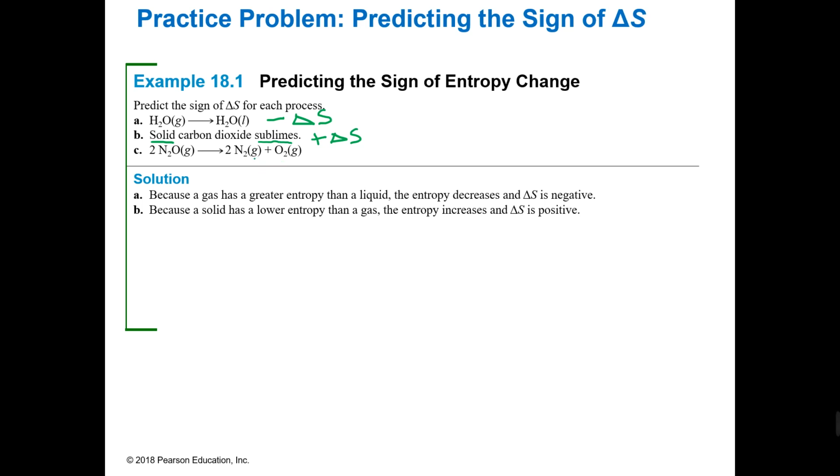And then finally, for C, you'll note all of the states are the same, so we can't look at states here. Now what we have to do is look at what the moles are doing. I have a 2 going to a 3. 2 moles of the N2O going to 3 total moles: 2 from the N2, 1 from the O2. Because the number of moles is increasing and they're all the same state, we can say that's going to be a positive delta S, because an increased number of moles is increasing the entropy or chaos.